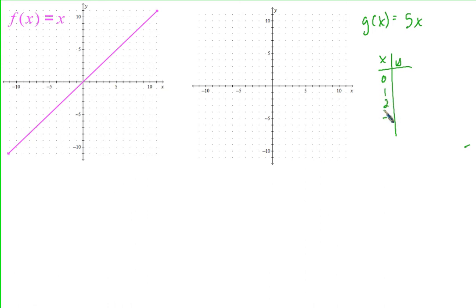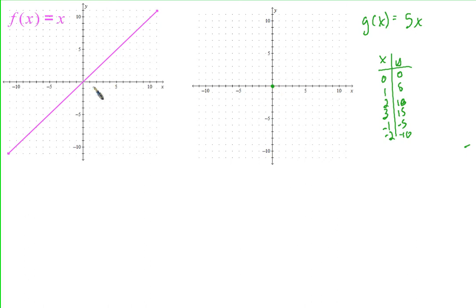I'll put in 3, negative 1, negative 2, okay, real simple. 5 times 0 is 0. 5 times 1 is 5. 5 times 2 is 10. 5 times 3 is 15. 5 times negative 1 is negative 5. 5 times negative 2 is negative 10. No problem.